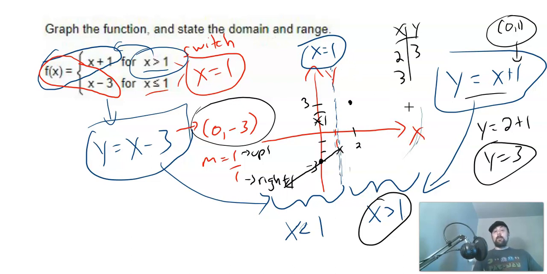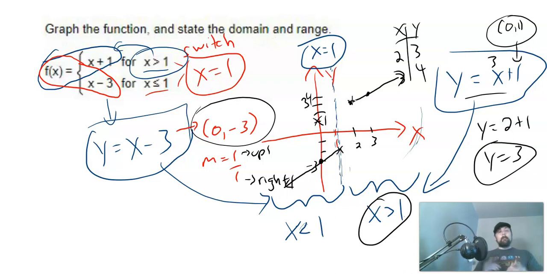I'll pick 3 for x. I'll plug that into the equation. 3 plus 1 is going to give me 4 for y. And then that gives me another point that I can graph. All right, so here's 3 comma 4. All right, and now I have 2 points. I can connect them with a straight line, and there's my graph on the right-hand side.